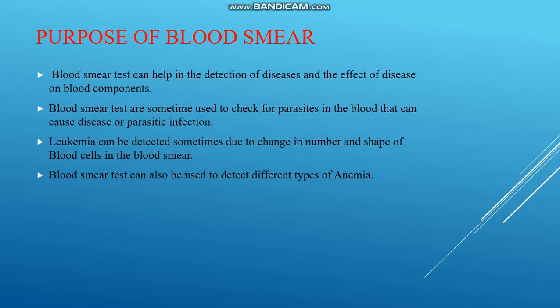Leukemia can be detected sometimes due to change in the number and shape of blood cells in the blood smear. We can also detect leukemias because of the blood smear or peripheral blood smear or blood film. Blood smear test can also be used to detect different types of anemias like microcytic anemia, normocytic anemia, and macrocytic anemia.